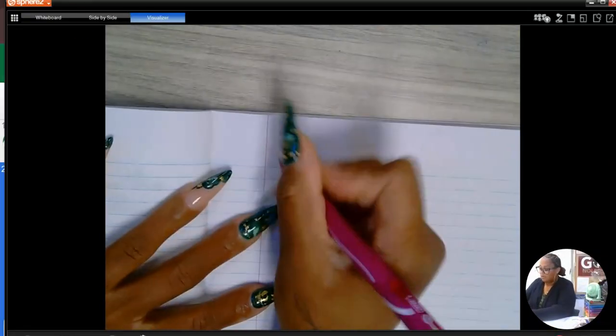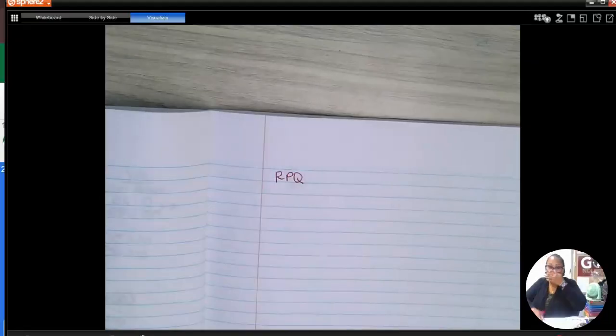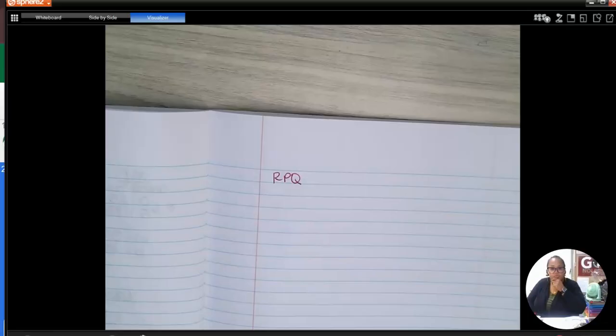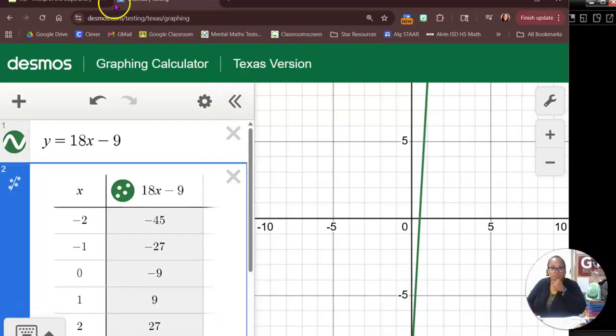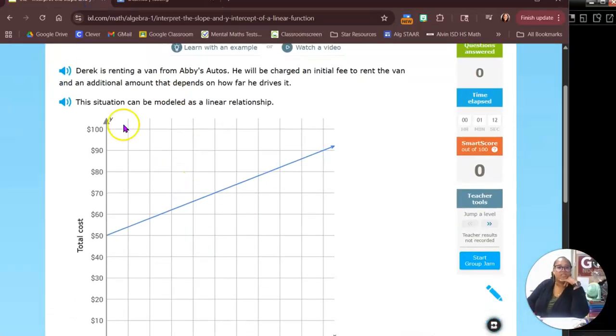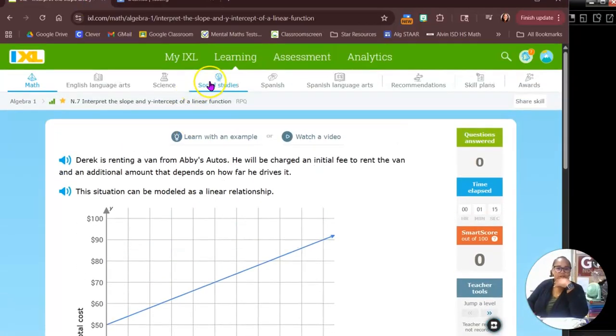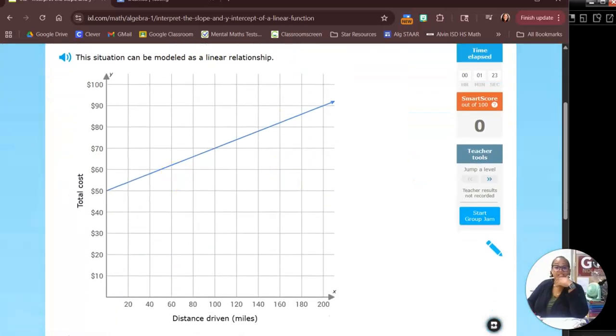Okay, let's take a look at IXL lesson RPQ. Go to IXL here. All right, so it says Derek is renting a van from Abby's Autos. Is this RPQ? Yep. He will be charged an initial fee to rent the van and an additional amount that depends on how far he drives it. So I need to look at my graph here and see what my rate's going to be. It's going to be cost per miles. So my distance is going to be on the bottom of my fraction and the cost is going to be on the top. Wherever you're finding a rate, typically you put money on top, money over everything.